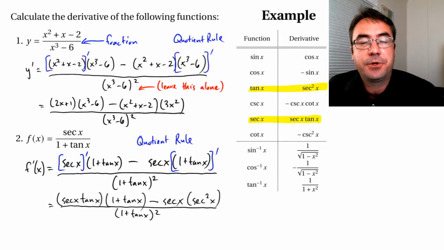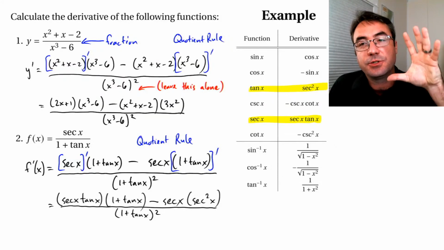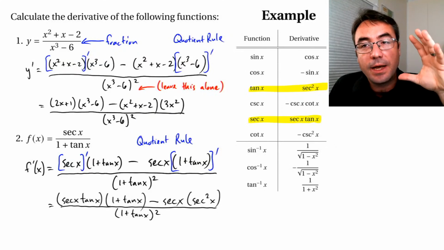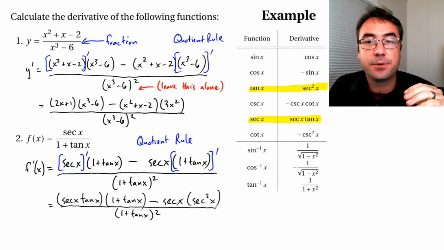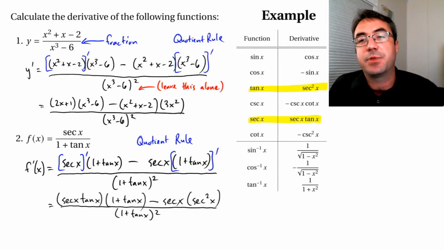And we could simplify that. We could go further, clean up the numerator a little bit, but right now we're just practicing getting the derivative. So we applied the quotient rule, we differentiated those terms in the bracket, and we'll just stop there.